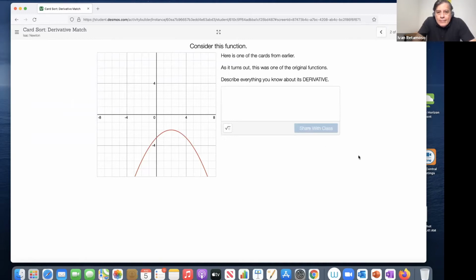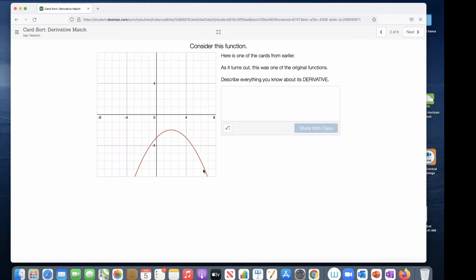Next question. It says, consider this function. Here is one of the cards from earlier, one of the cards that we paired up. As it turns out, it was one of the original given functions. Describe everything you know about its derivative. So what can we say about the derivative of this function here? Anybody would like to say anything, any feature that you can say?